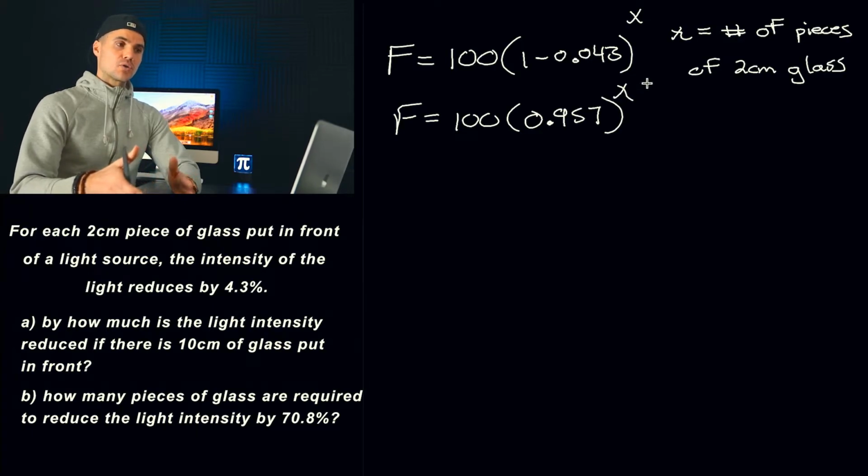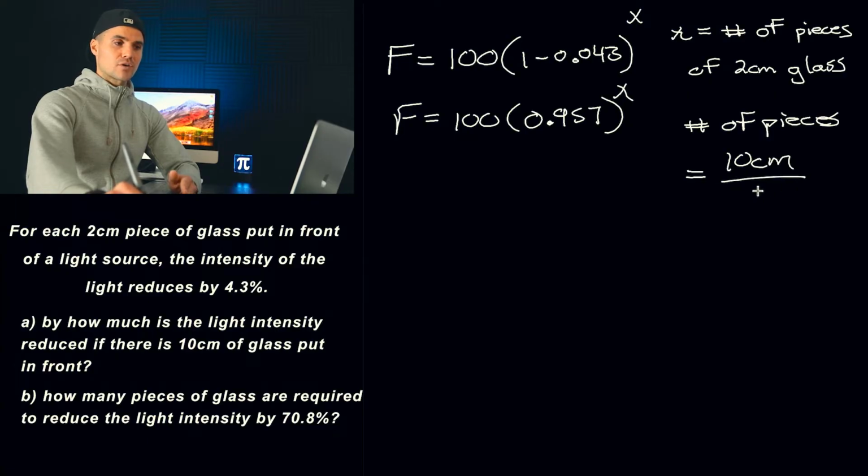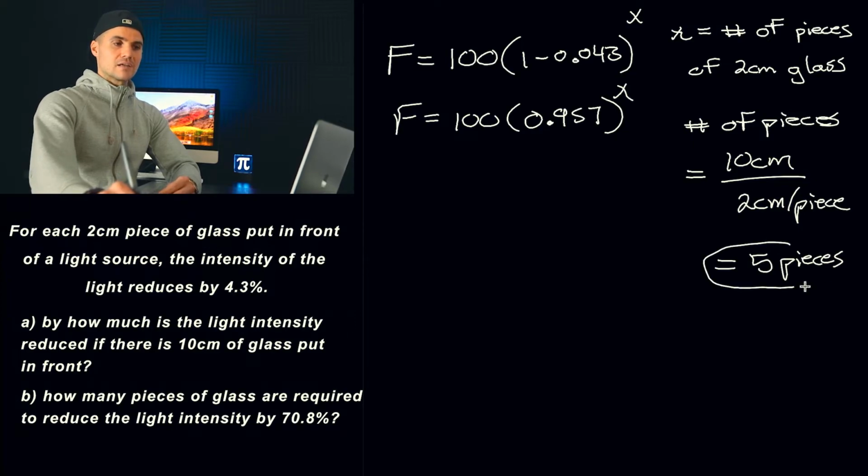They told us the total amount of the glass, which is 10 centimeters. So we have to figure out what the number of pieces is going to be, because that's the number we're going to input here. If there's 10 centimeters of glass in total, and every piece has 2 centimeters, right? 2 centimeters per piece. Well, that means there's going to be 5 pieces. So that is what we would input for x in part A.